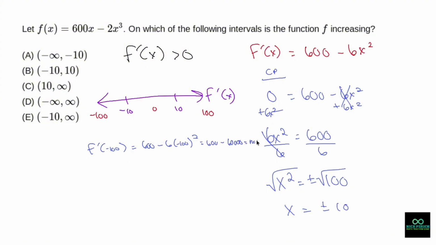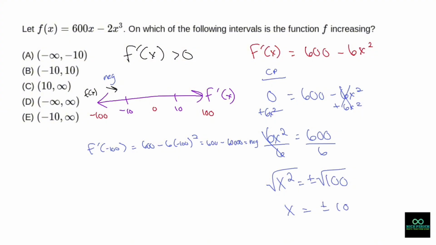I just care about the fact that this is negative. So since I get a negative number here, what that means is f, the function, is going to be decreasing from negative infinity all the way up to negative 10. That's what this means. A negative derivative implies that the function is decreasing on that interval.